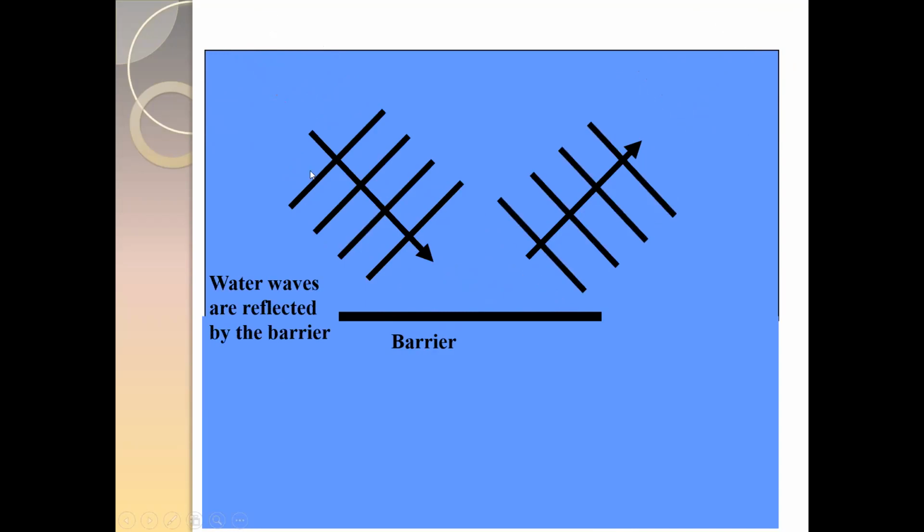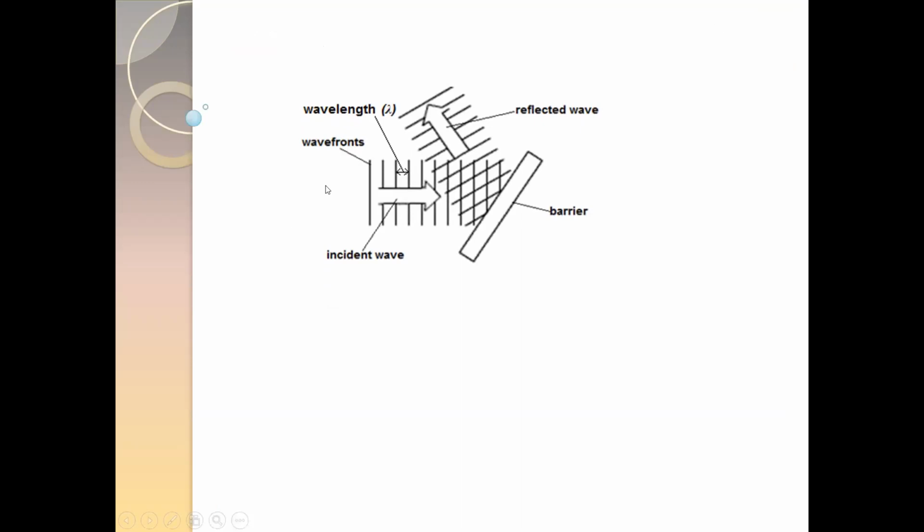The wave which strikes the surface is called the incident wave, and the wave which bounces back is known as the reflected wave. This is another example: the wave strikes the surface and changes direction. We call this reflection.